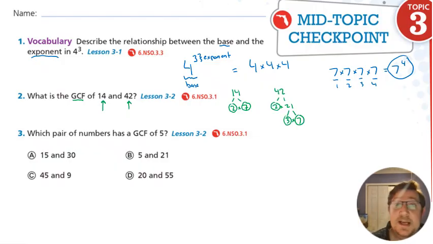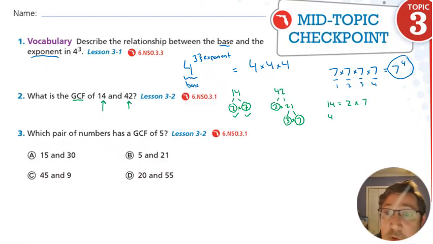The second step is to see what these 2 numbers have in common. And the way I do it is I like to be organized. And I'll write 14 equals 2 times 7. So I'll write the prime factorization for both numbers, and I'll write them nice and orderly.